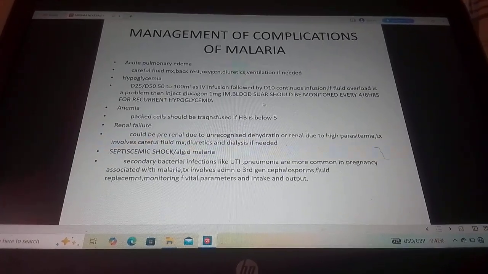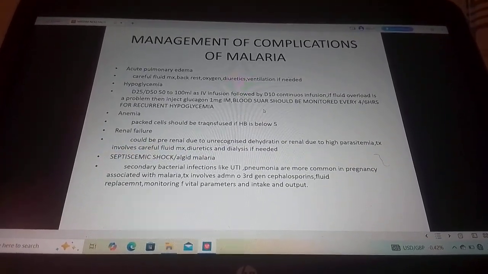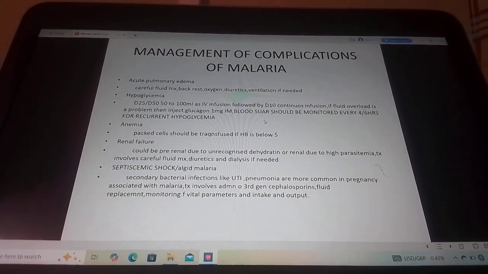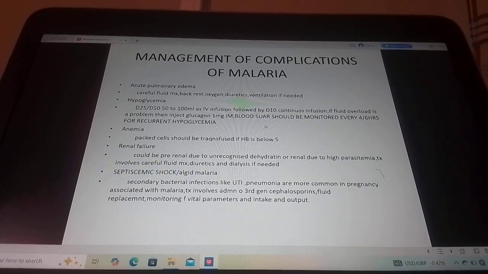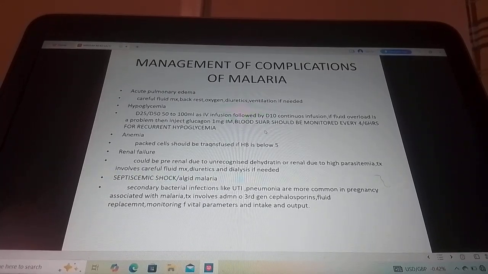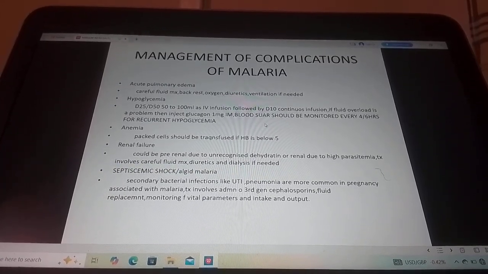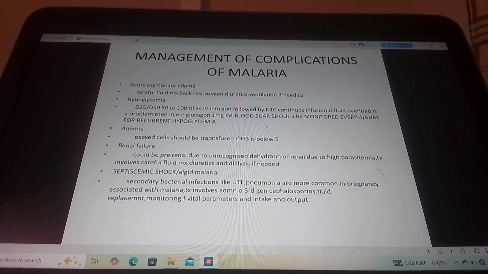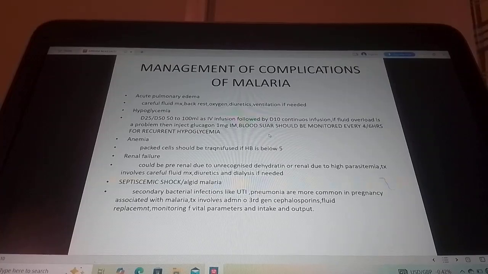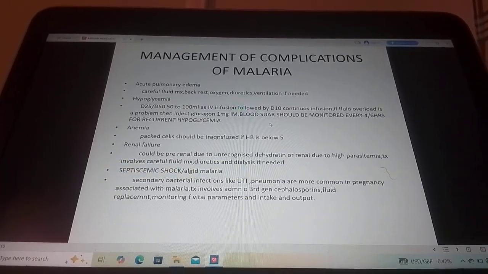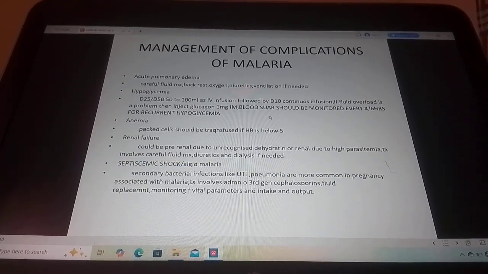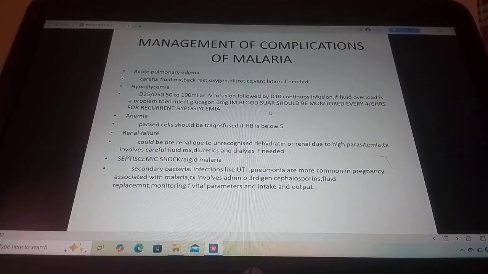Another complication could be hypoglycemia. Hypoglycemia, you do D25 or D50, that is 50 to 100 ml as an IV infusion, followed by dextrose 10% as continuous infusion. Then if there is fluid overload, you are going to inject glucagon 1 milligram intramuscularly. Blood sugar should be monitored thereafter every 4 to 6 hours for recurrent hypoglycemia.